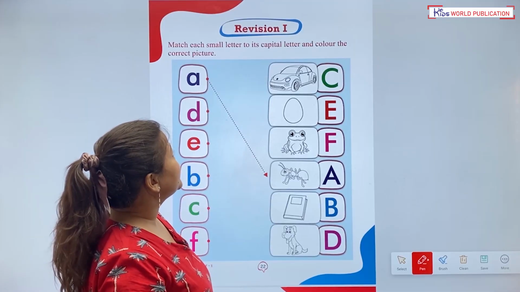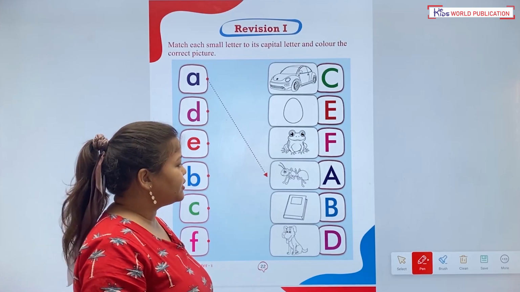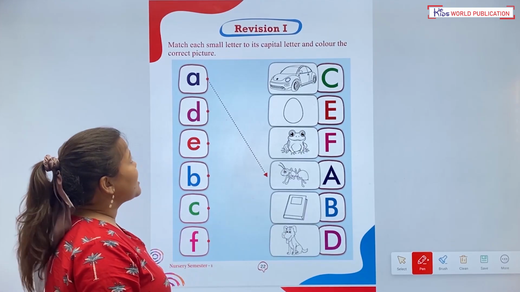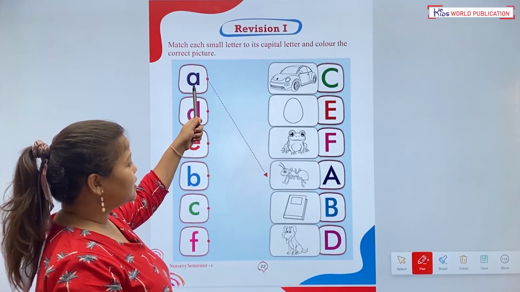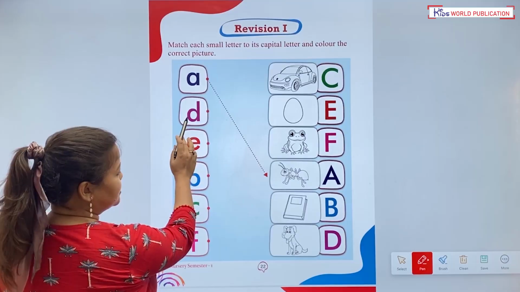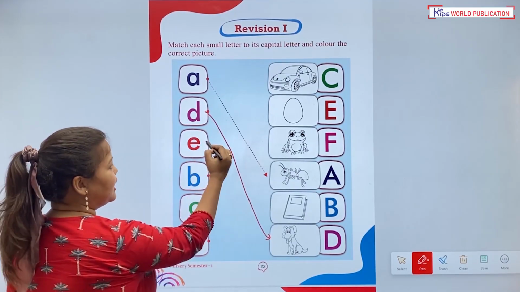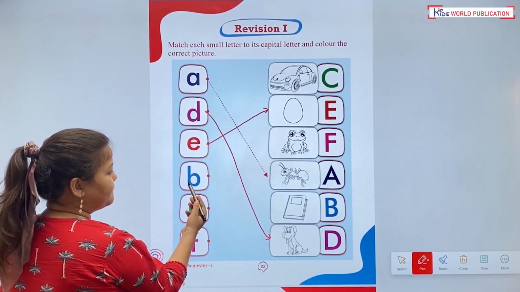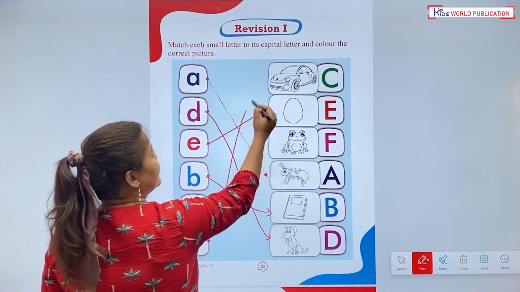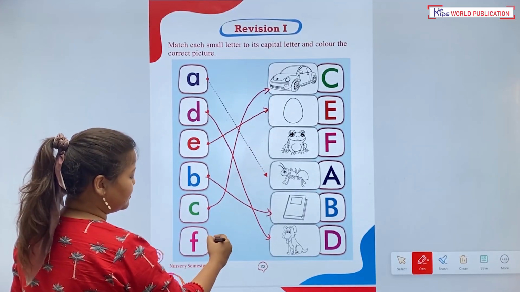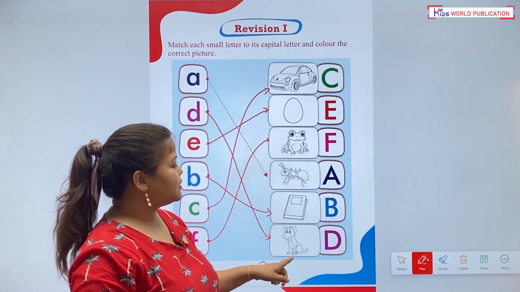Revision 1. Match each small letter to its capital letter and color the correct picture. So kids, let's match the small letter to its capital letter. A, D, E, B, C, F. Kids, you will also color the given pictures.